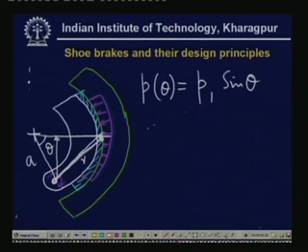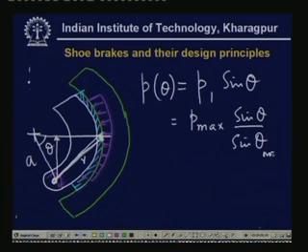So, radial deformation is proportional to sin theta. So, P theta is a function of theta and is equal to P1 sin theta, and this will be equal to P max sin theta divided by sin theta max. P max depends on the lining of this brake, it depends on the friction material. We cannot choose any P max, this will be governed by the property of the friction material.